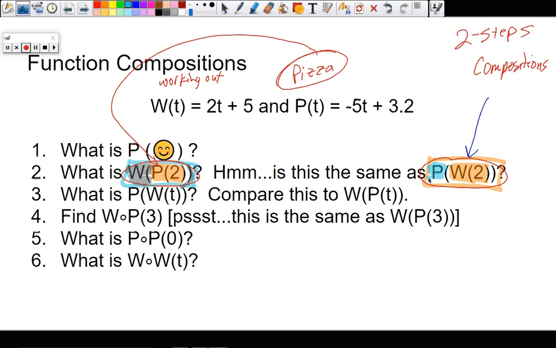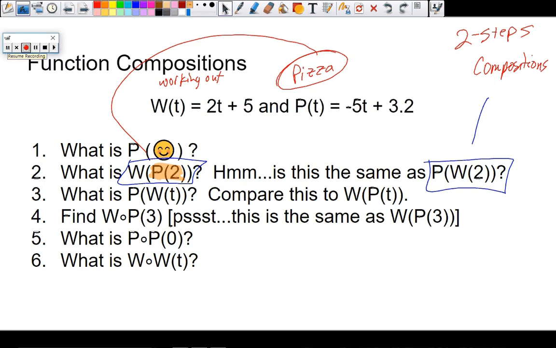Okay? Now, a mistake that a lot of people make right off the bat is they think that these are multiplying together. But you're not multiplying W times P times 2. You're not. There's no multiplication whatsoever. Okay? So, what we're going to do, just like what we just got exposed to, a good way to remember this, PEMDAS, right?